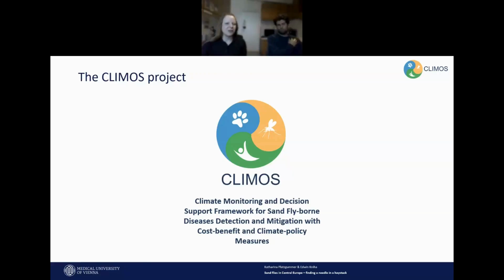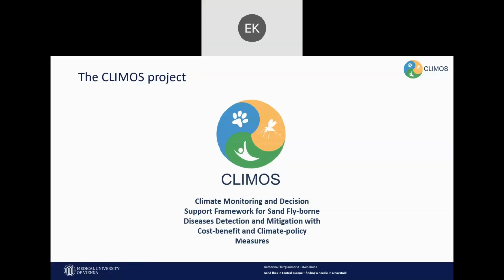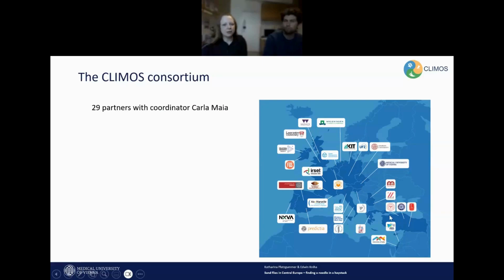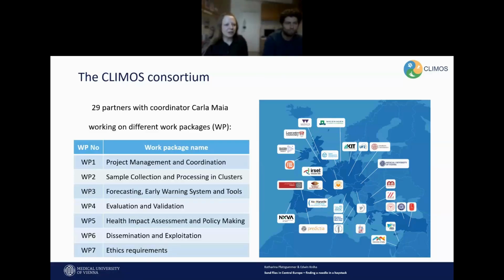CLIMOS stands for Climate Monitoring and Decision Support Framework for Sandfly-borne Diseases Detection and Mitigation with Cost-Benefit and Climate Policy Measures. And a lot of partners are involved in this huge project. So you can see here on the right side shaded in blue that we are distributed not only in Europe, but also beyond. 29 partners overall under the leadership of our great coordinator, Carla Maia from Portugal. And all of us are working on 7 different work packages.